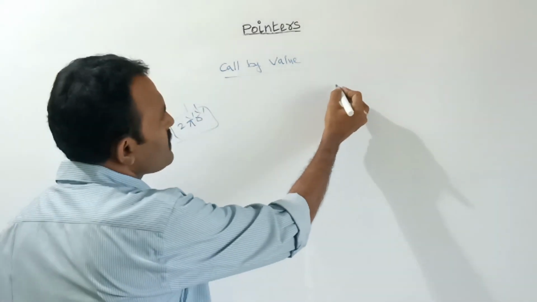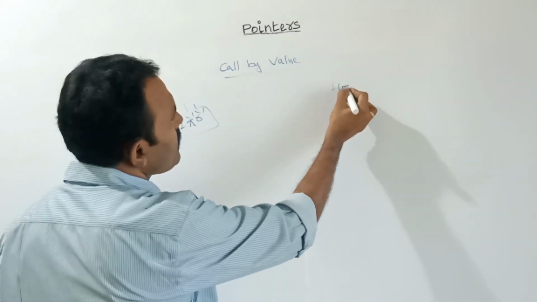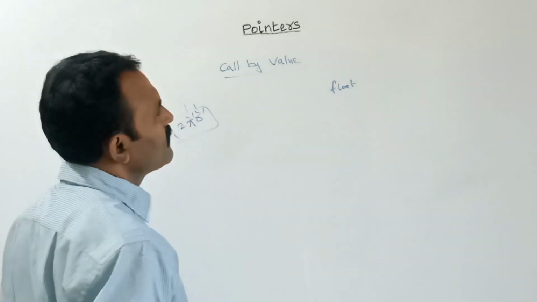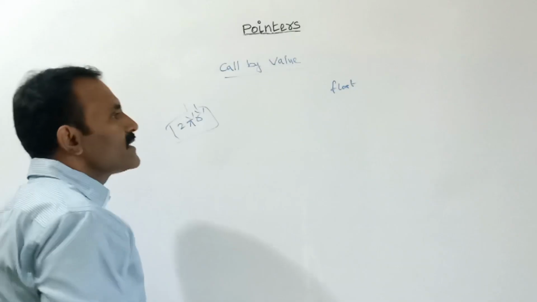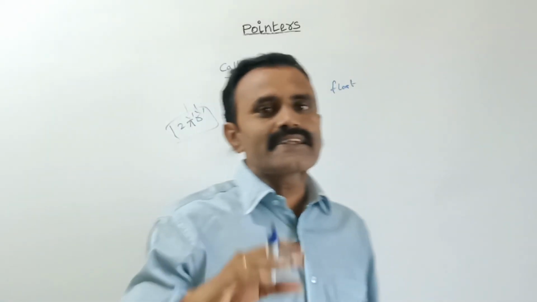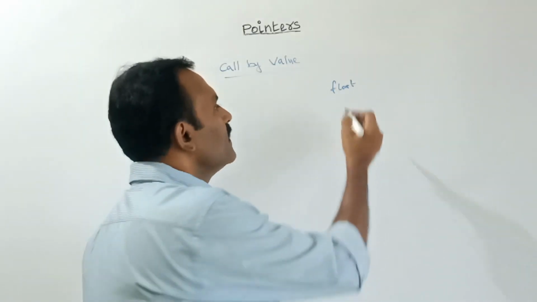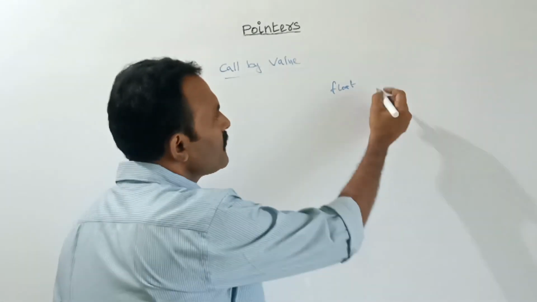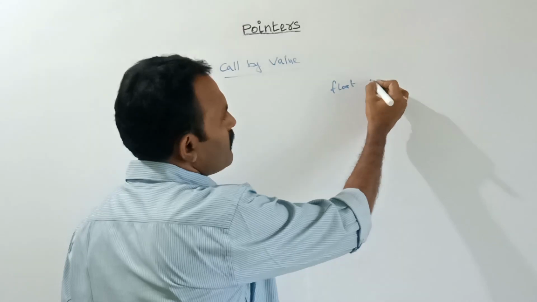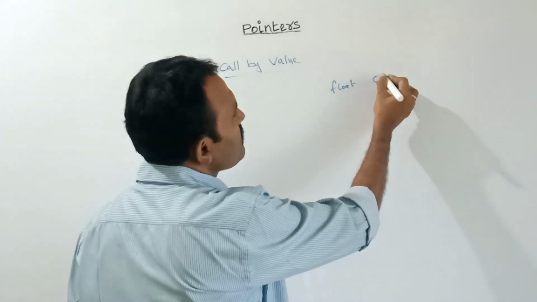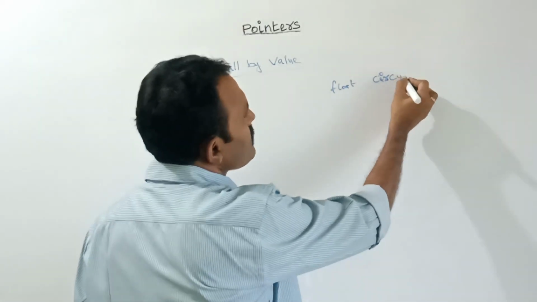Let us create the function. The function return type is float, so the circumference result will be in floating point. So I am declaring the function return type as float. Next, the function name. For finding circumference, let us assume the function name is circum.